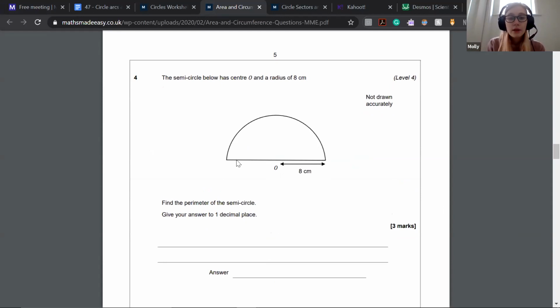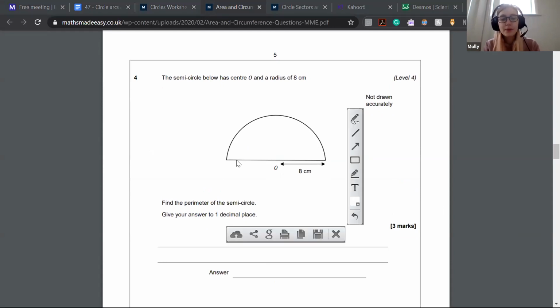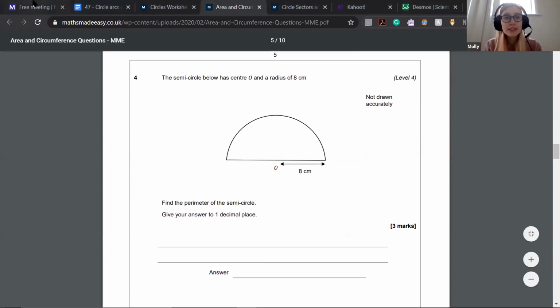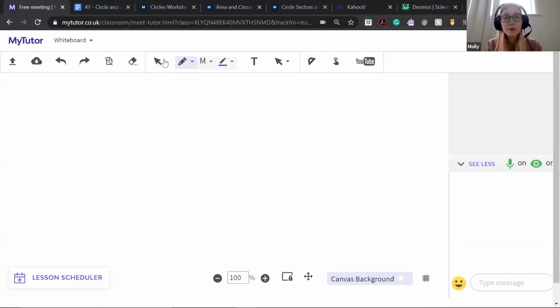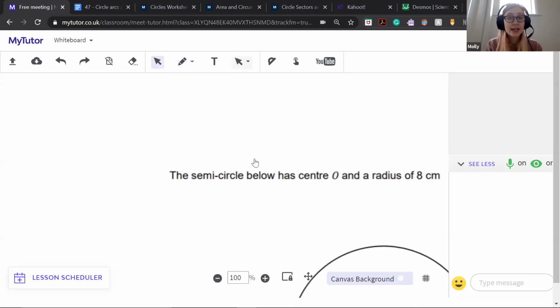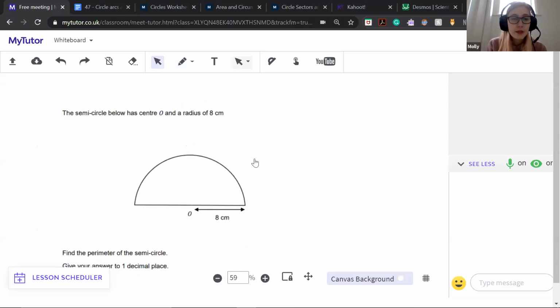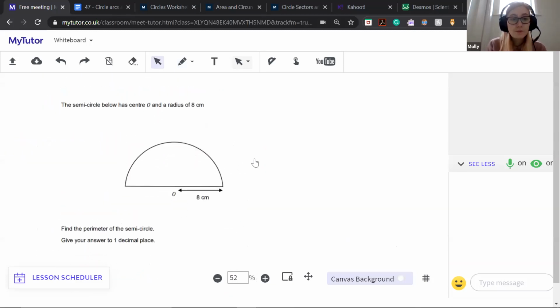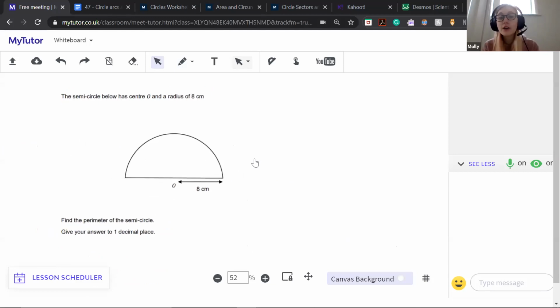Because this is kind of a nice introduction into what's going to start happening when we look at the sector area and arc length. So here we've got a semicircle. So that means exactly half a circle. You literally cut it across the diameter. And this has got a radius of 8 centimeters. And we want to find the perimeter of this semicircle. So does anybody, let me know in the chat, does anybody have any ideas about how we might do this one?